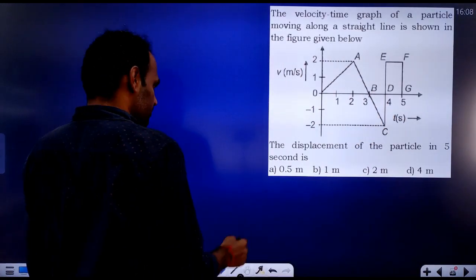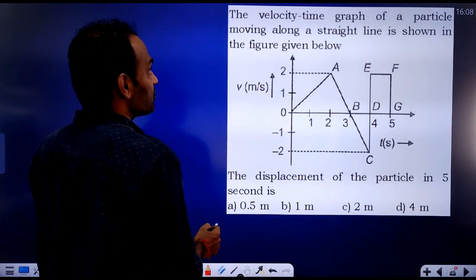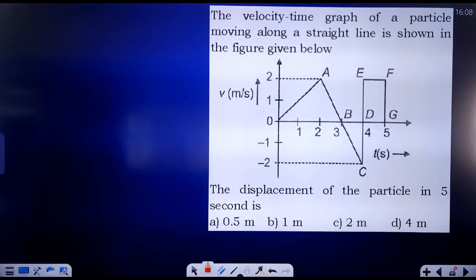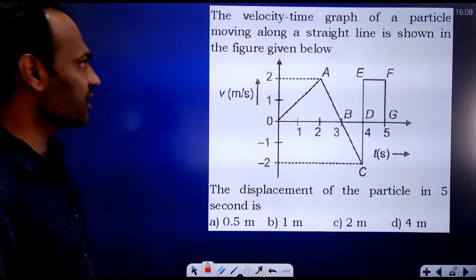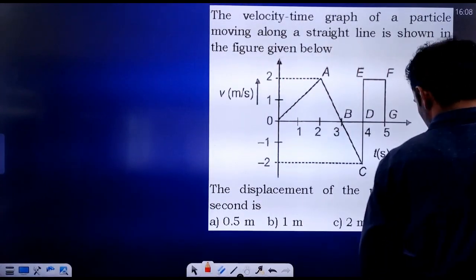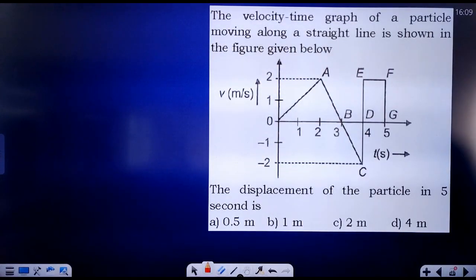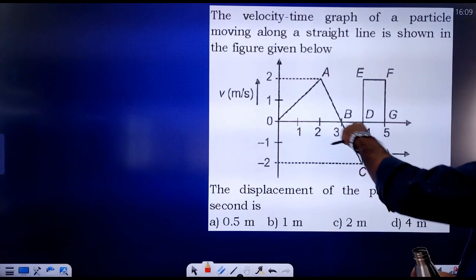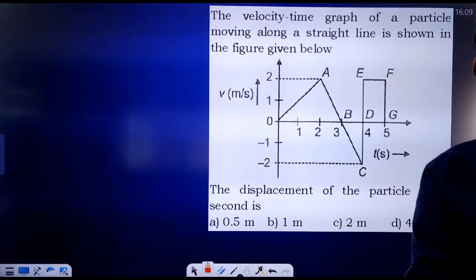Here in this question, the velocity time graph of a particle moving along a straight line is shown in the figure below. The displacement of the particle in 5 seconds is? So we have to calculate the displacement here. The graph is a VT graph, and we need the displacement.